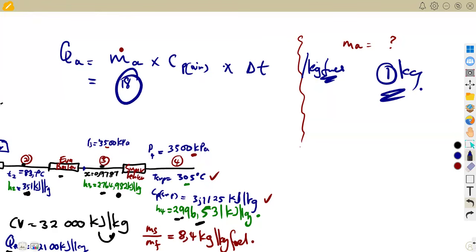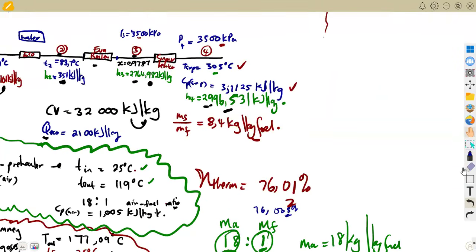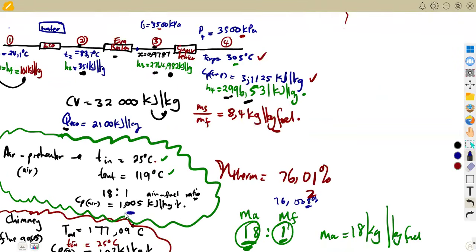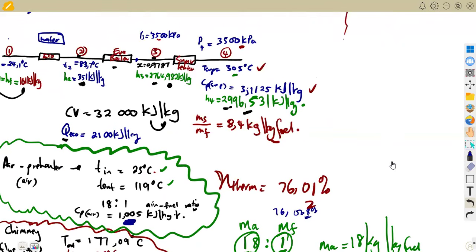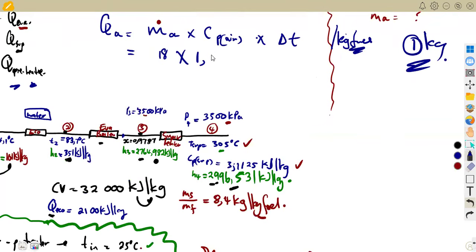So the mass of air there is 18 times the specific heat capacity of the air at the preheater. What is the CP there? We are given there 1,005. That's where I say do not confuse it with the one for water. This one is for air. 1,005 times the change in temperature. Definitely this will be T out minus T in, or T2 minus T1.